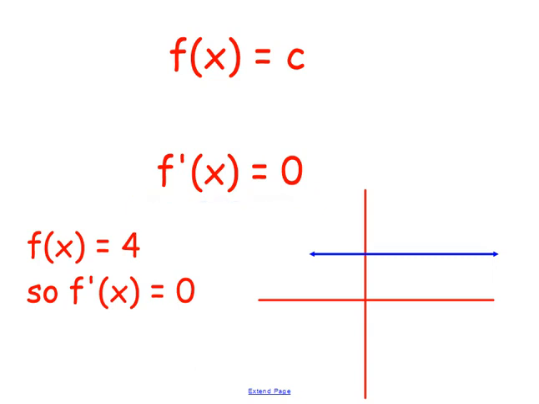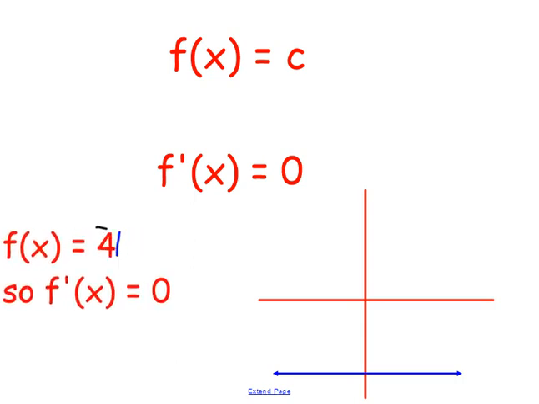So if this was 4, the slope of that line is 0. If it was 14, all that would do is move this line up farther, right? Still, the slope is 0. If it was negative 14, that would just simply bring it down real far. But the slope is still 0. So regardless of what number it is, the derivative of a constant is 0.